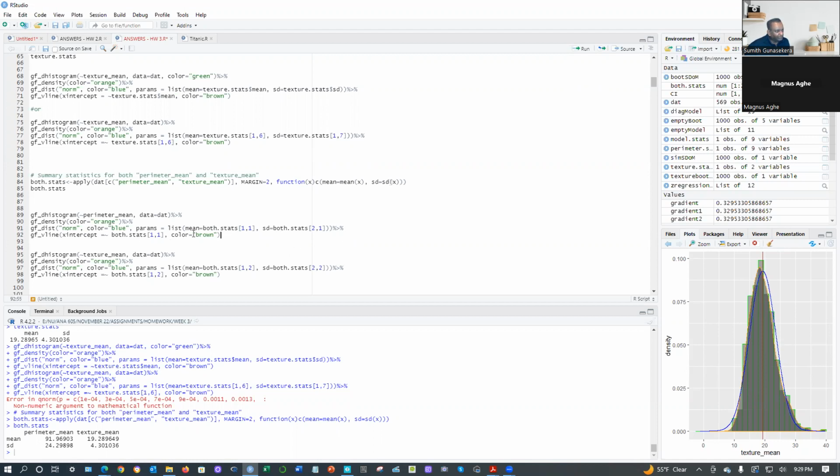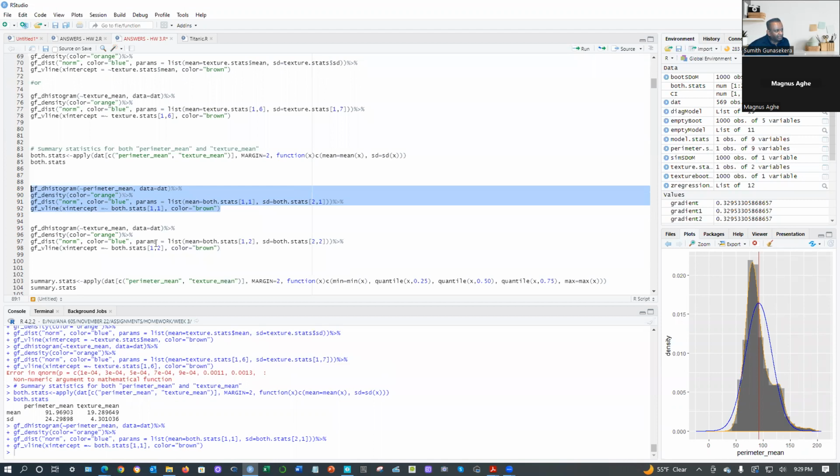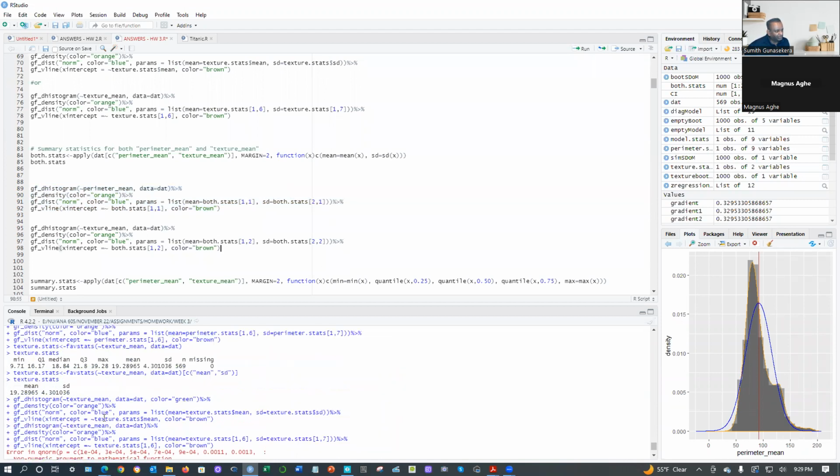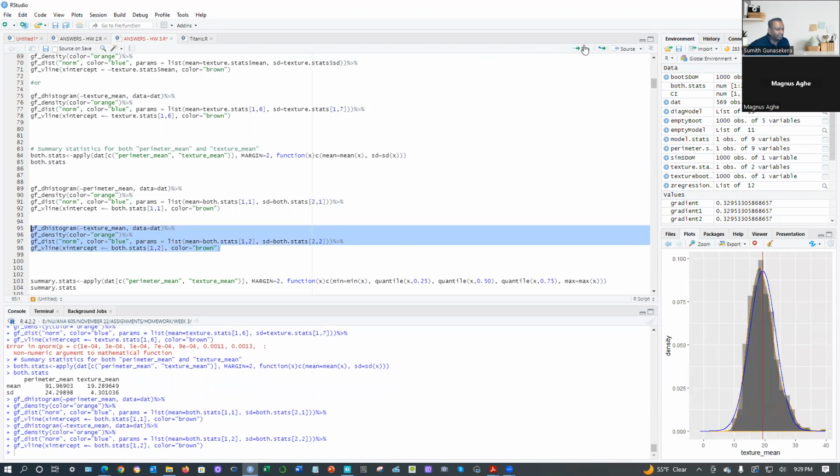And the same thing for the other variable. Look here: first row, second column, that's why 1 comma 2. The other one, second row, second column, gives the standard deviation of the texture mean. You can do it like that, please do.